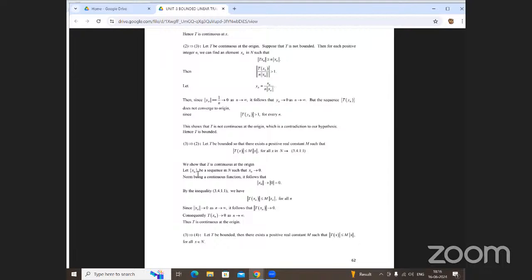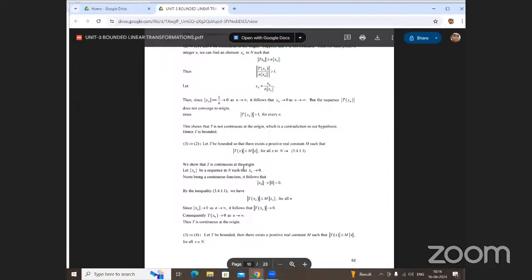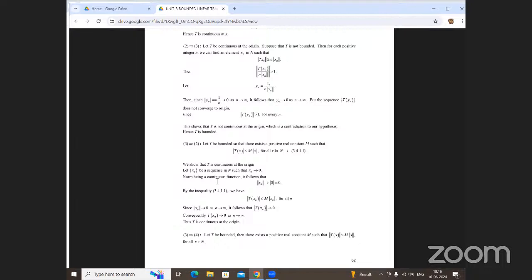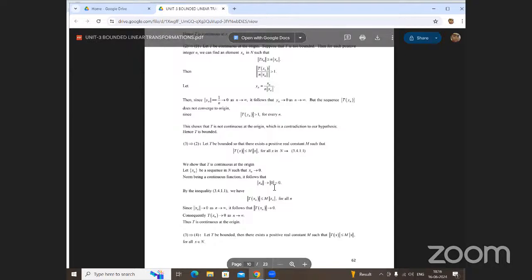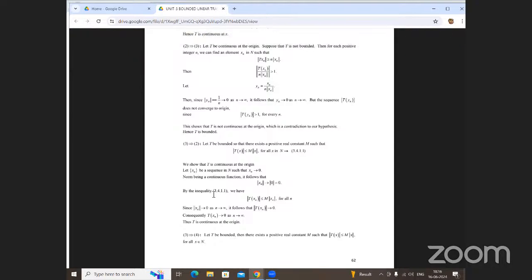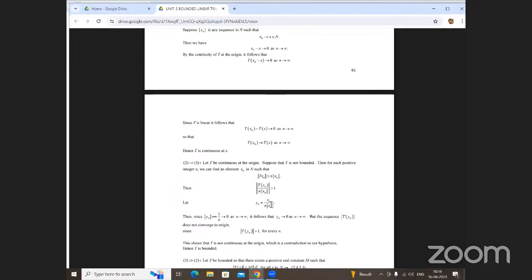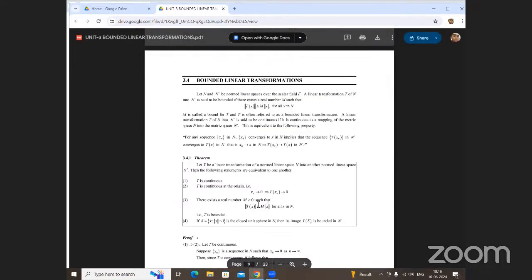First of all, take xn to be any one of the sequences in the normed linear space N. Here xn converges to 0. Now, norm being a continuous function, norm xn converges to norm x, that is, it approaches norm 0, which is 0. So by the first inequality, applying it on both sides of the transformation, from theorem 3.4.1.